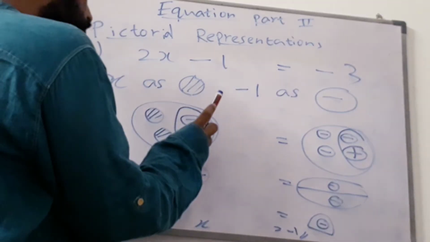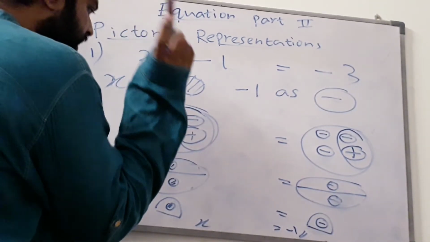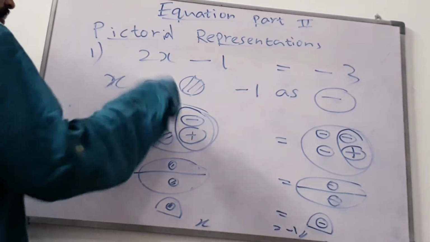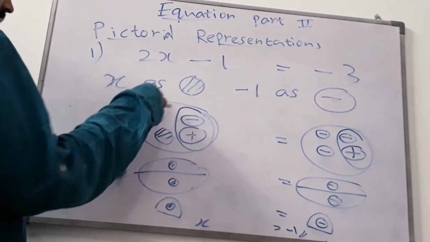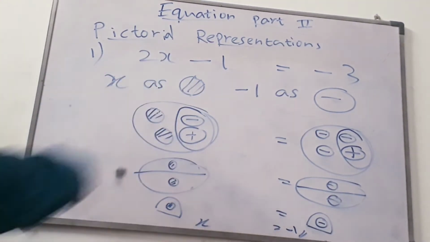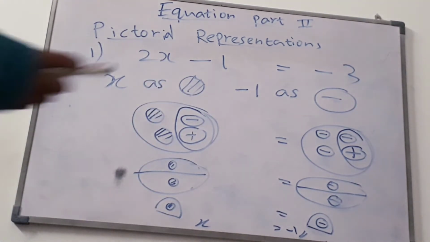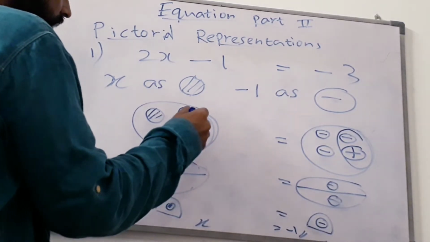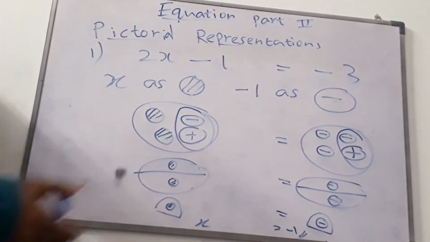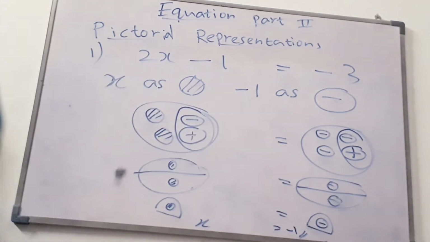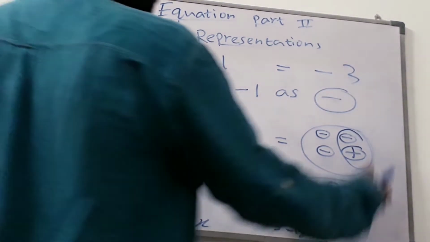Now we have to remove this particular minus value because I want to make these two x's in the circle without this minus. So to cancel it, what I did is make a plus circle. Here also there is a plus. Plus and minus get cancelled. Here also this pair gets cancelled.